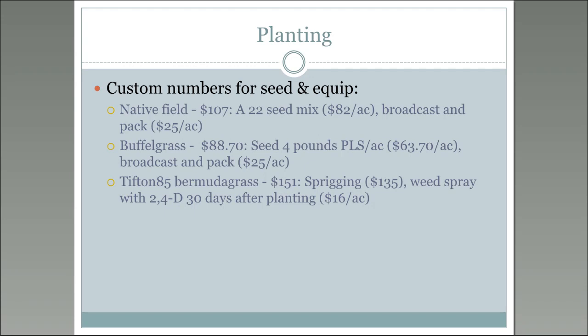Tifton 85 typically is sprigged, and so we assumed the sprigging with the plant costs $135 per acre. And then a recommendation from a specialist who wrote a publication on Tifton 85 said that they prefer that you come back and spray 2,4-D in order to eliminate any broadleaf weeds that may have come up 30 days after planting. So we figured in another $16 per acre, which again includes a $7 per acre application fee. So total to establish the Tifton 85 Bermuda grass, it was about $151.